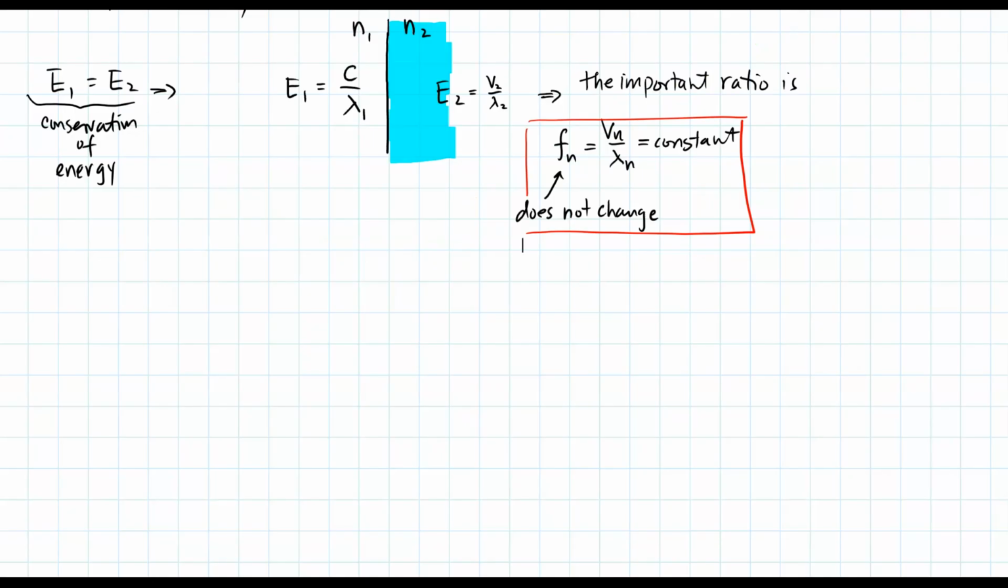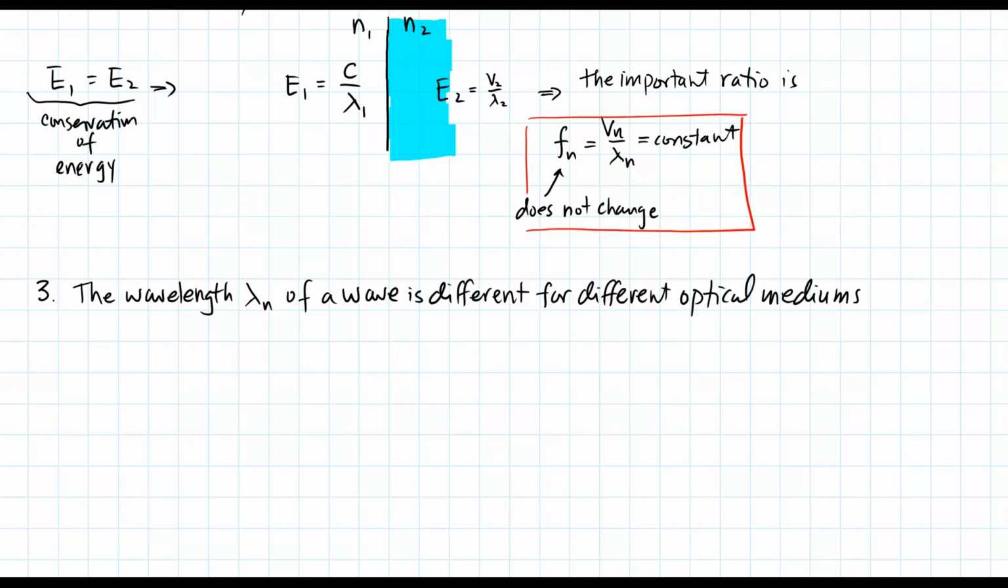So in summary, the important ratio is that for the frequency, regardless of the medium, to remain the same, it's the apparent speed of light over the wavelength in that refractive index that must remain a constant. And that leads us to the next and final piece. The wavelength lambda n of a wave is different for different optical mediums.